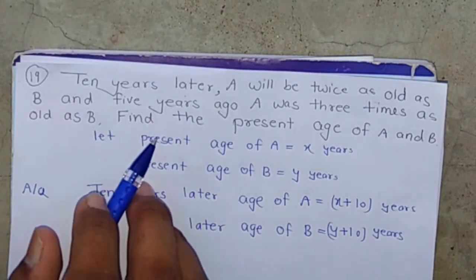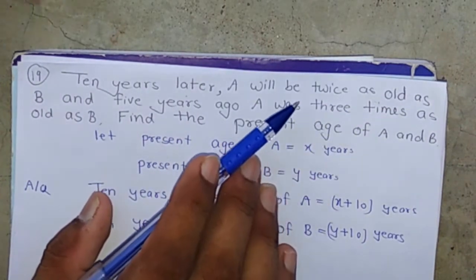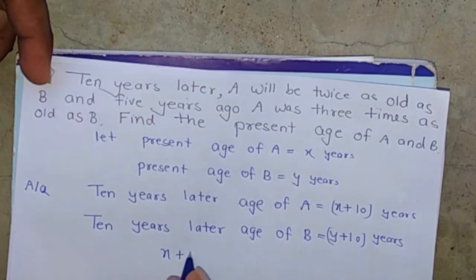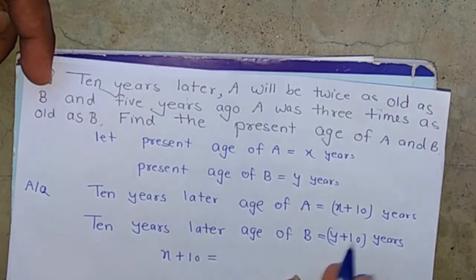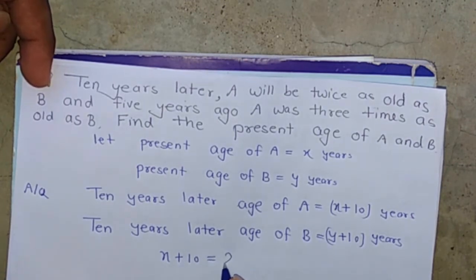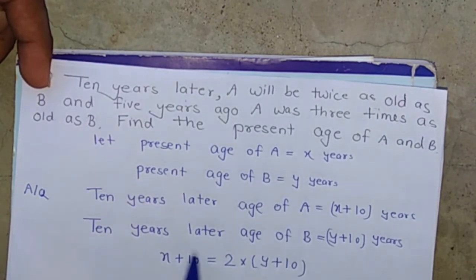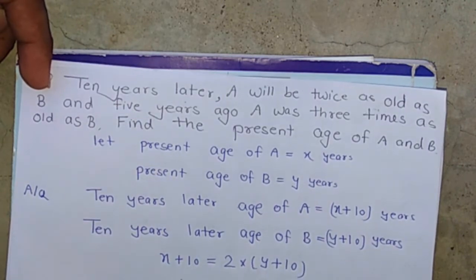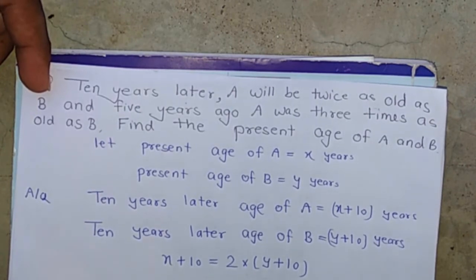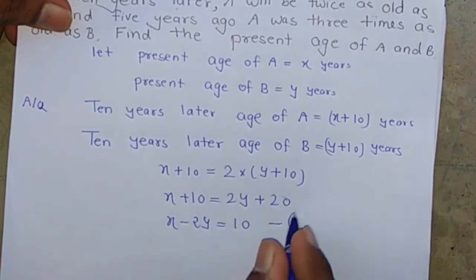Now according to the question, 10 years later A will be twice as old as B, means the value of A is obtained when the value of B is multiplied by 2. A is twice as old as B. Now X plus 10 equal 2Y plus 20, then X minus 2Y equal 10, and it is our first equation.